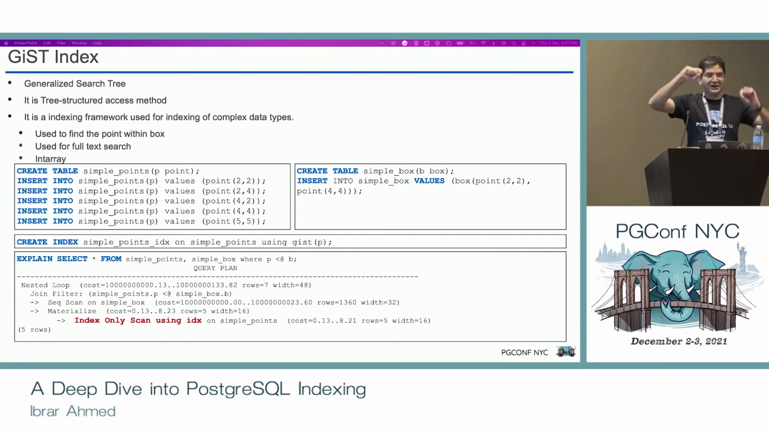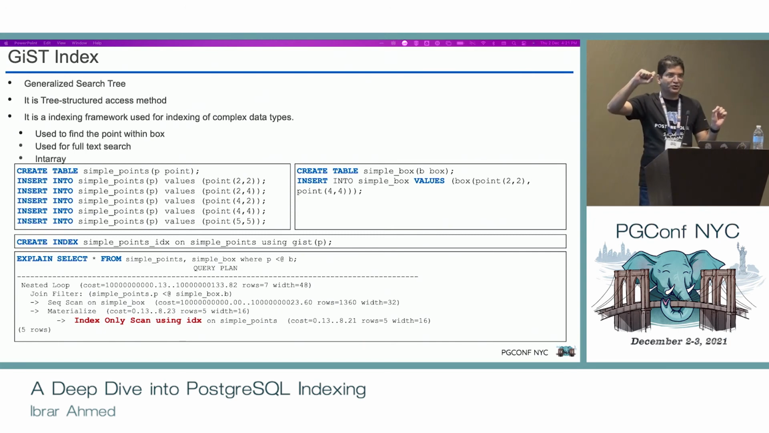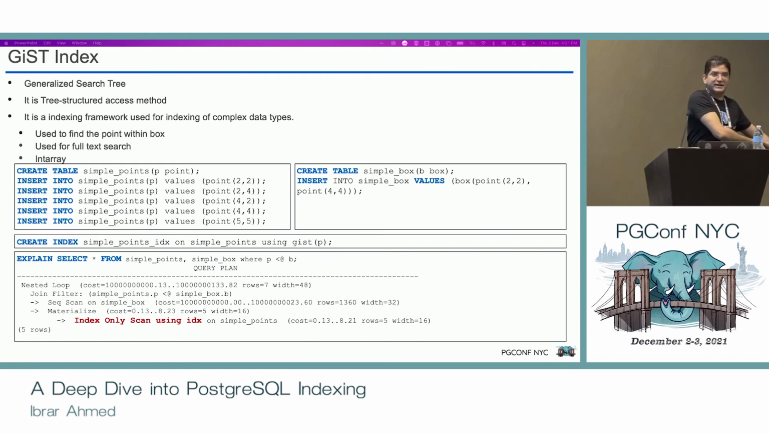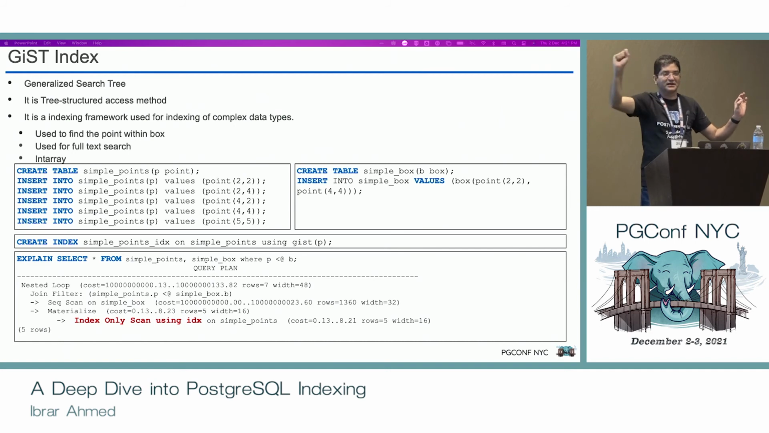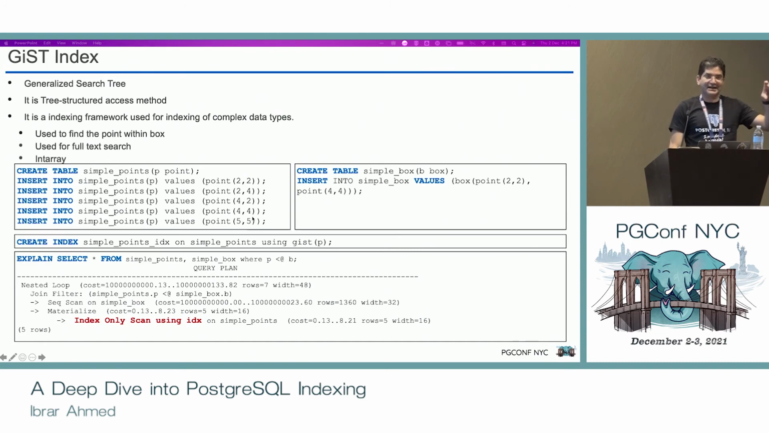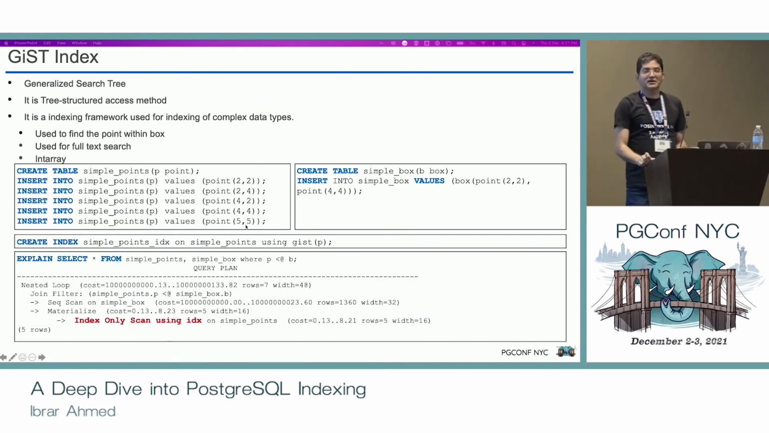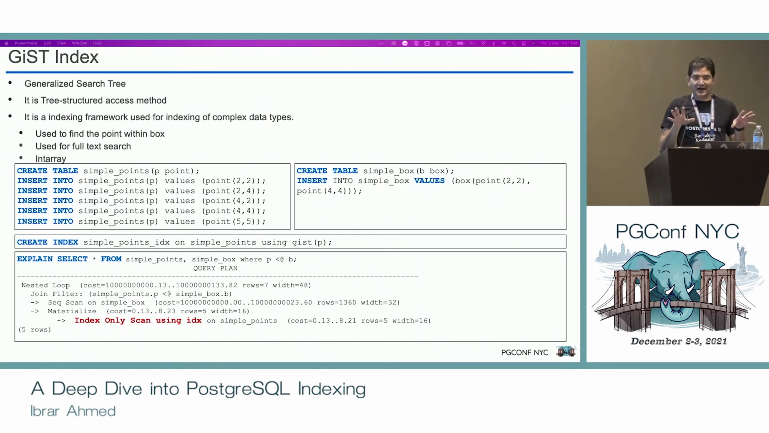You got my point? If we have this box starting at 2, 2 and 4, 4, and we have a number of points here, we just pick one point and check: is it within the box or not? So it will return 2, 2, 2, 4, 4, 2, and 4, 4, because they are in the box. But it will not return 5, 5, because 5, 5 is outside the box. So this can't be done using other indexes. We are directly pointing to that value.